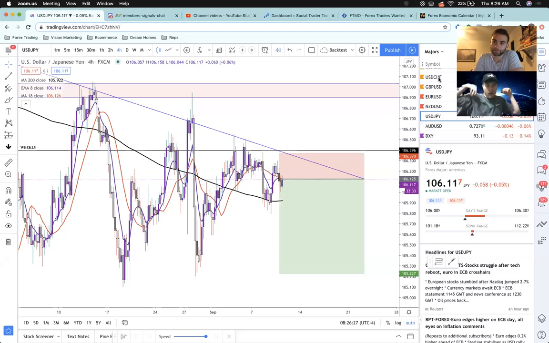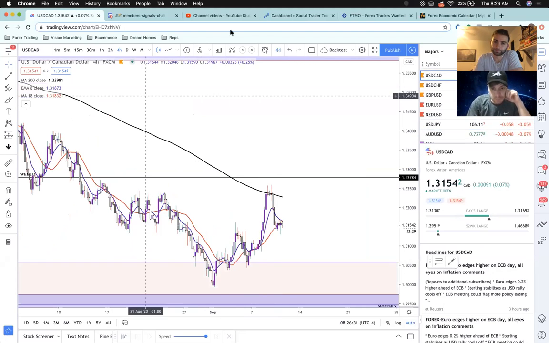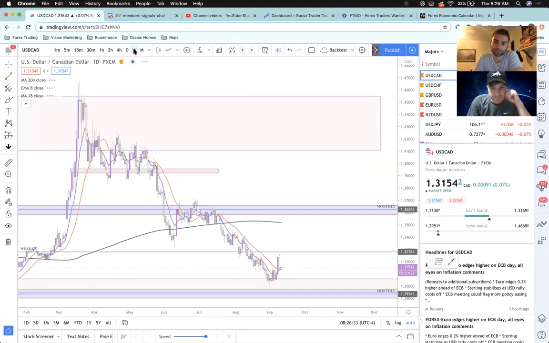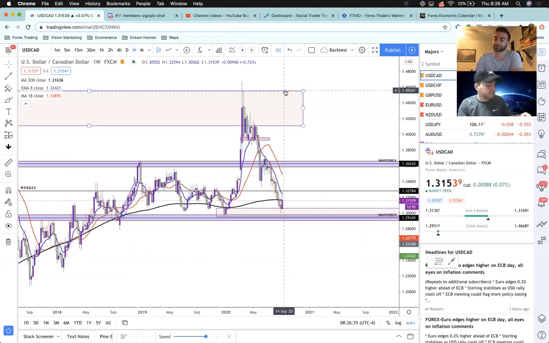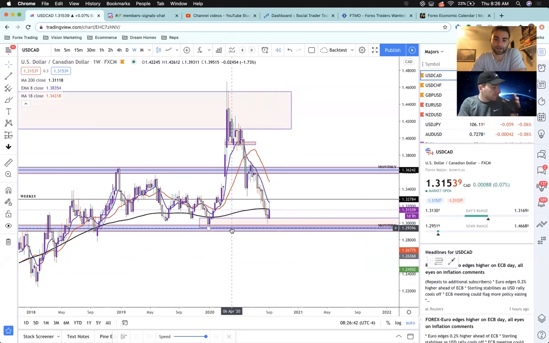I'm going to get on here, share my screen. Let's go over to UCAD. Let's go up to the weekly time frame. So guys, as always, we're going to do top-down analysis, so we're going to start on the weekly. On the weekly, we've got our key levels, which we always place on here. Those are really our main support and resistance levels that we utilize.